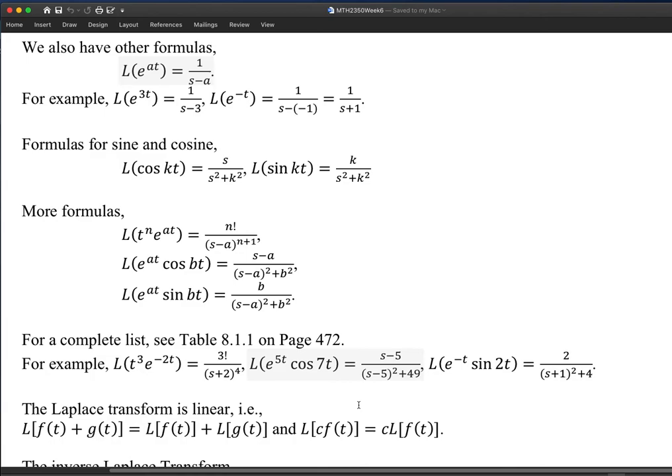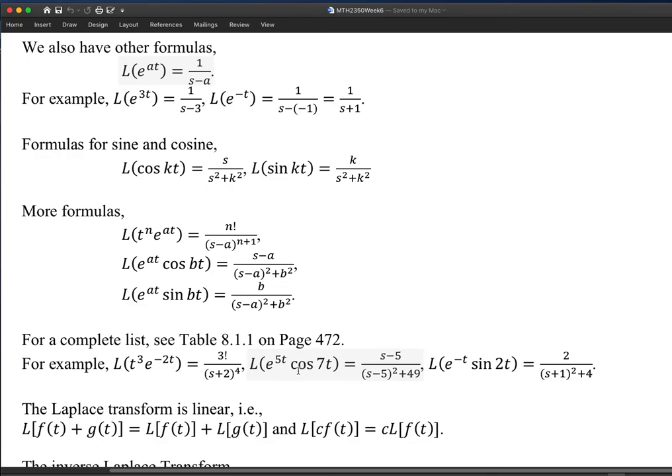So before we take a break, let's take a quick look to see if we understand especially those last three formulas. I have the transform of t to the power of 3 times e to the negative 2t. Clearly it matches the first formula right here, right? The n is 3, and a is negative 2. So the transform is 3 factorial over s minus negative 2, that is s minus a, but a itself is negative, so s minus a turns out to be s plus 2, to the power 4.